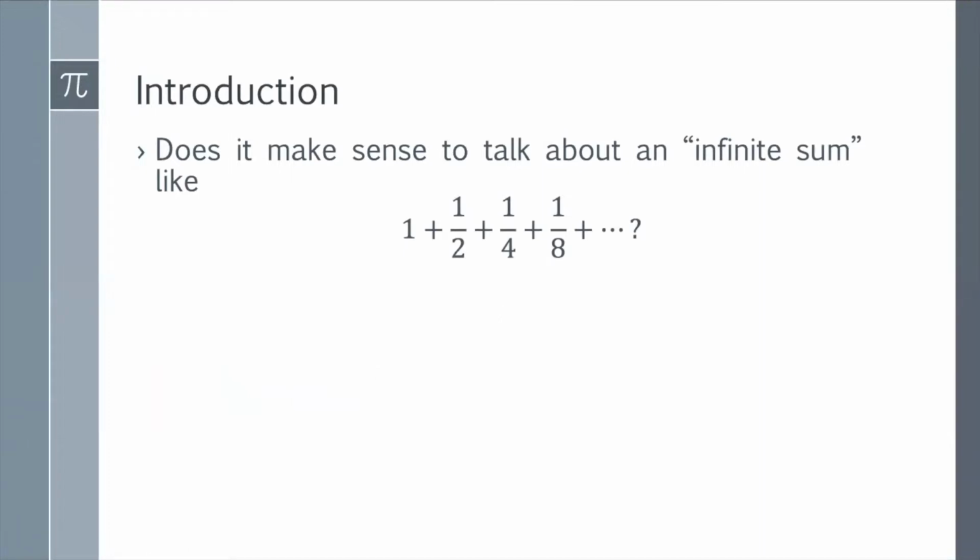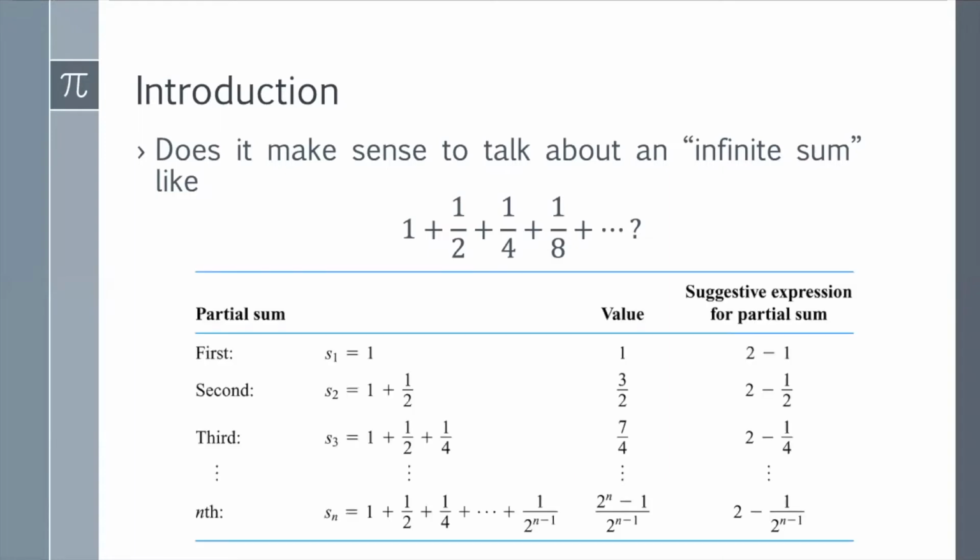Well, the way that we try to make that make sense is by talking about a sequence of partial sums. The first partial sum, S1, is just the first term, whose value is 1. And I'll talk about this column over here in just a minute. The second partial sum is the sum of the first two terms. 1 plus 1/2 is 3/2. The third partial sum is the sum of the first three terms. 1 plus 1/2 plus 1/4, which is 7/4.